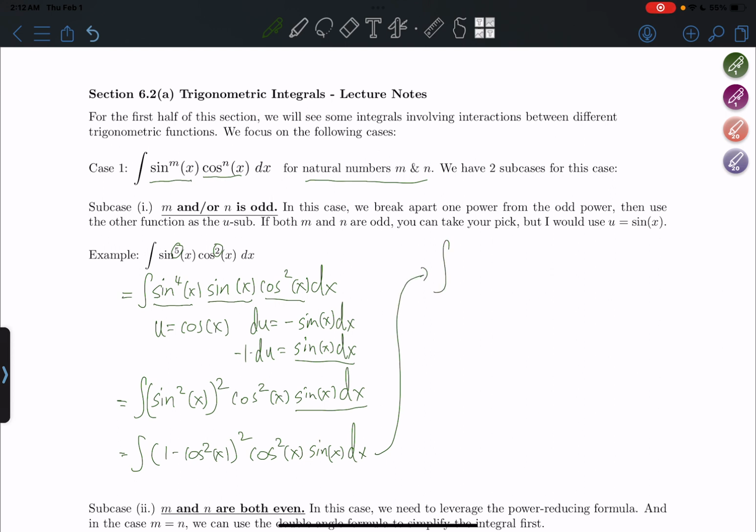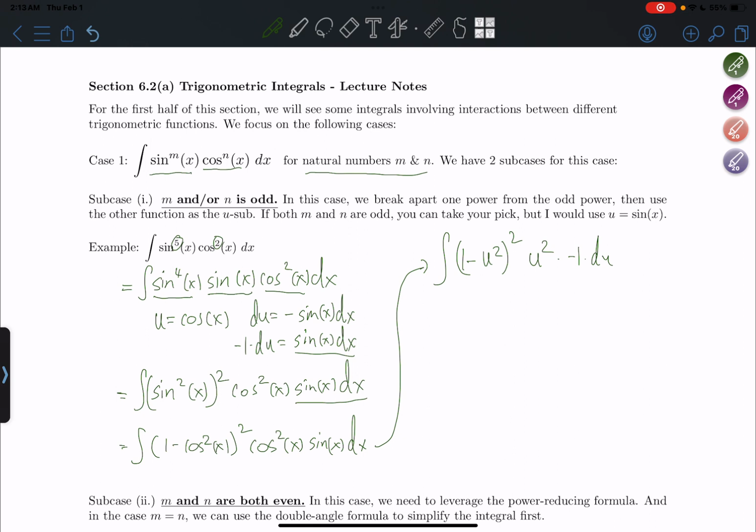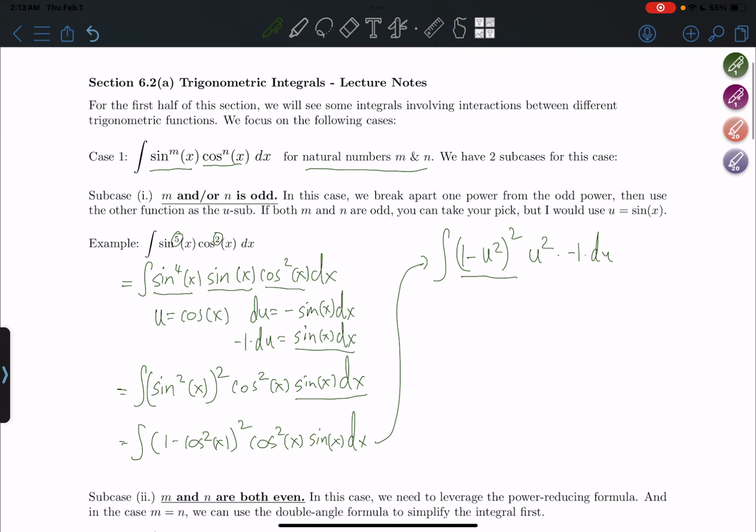This becomes the integral of 1 minus u squared, right? Because cosine is equal to u. And then don't forget that squared. And then another u squared. And then the sine x dx becomes negative 1 du. Okay? So at this point, you just have a polynomial. We can go ahead and FOIL this part out, right? We know how to deal with polynomials.